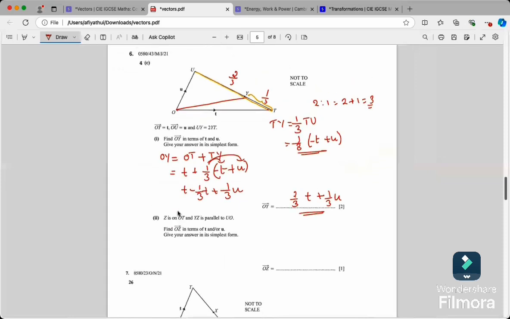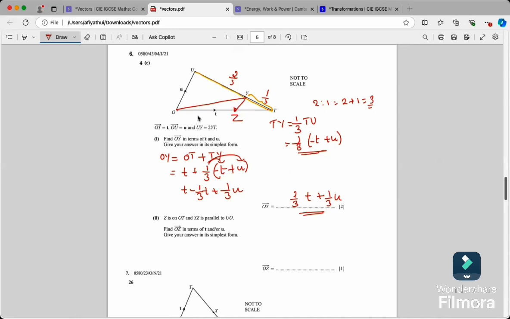So if you watch carefully this question, Z is on OT. So Z is somewhere on OT and YZ is parallel to OU. So Z is somewhere such that it is parallel to OU, they said. So if I take here is the point of Z, so ZY is parallel to OU. Find the OZ in terms of T and U, right? So OZ in terms of T and U, that means it should contain T and U. Give your answer in the simplest form.